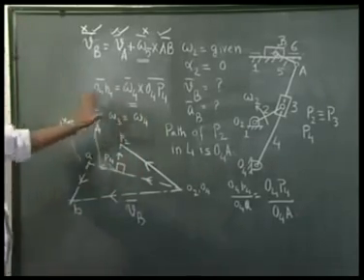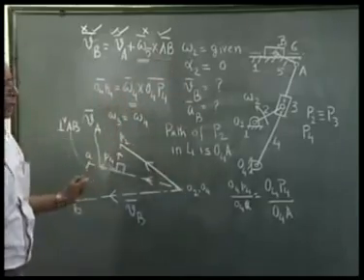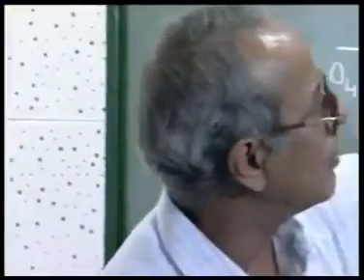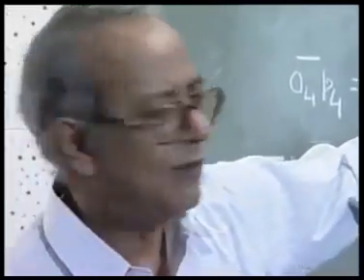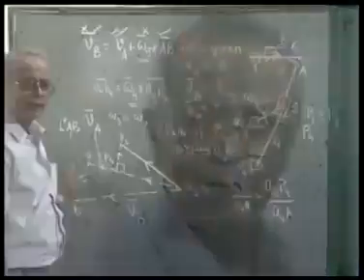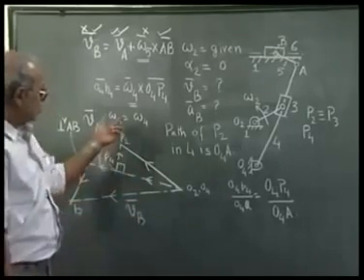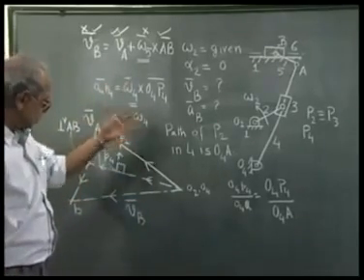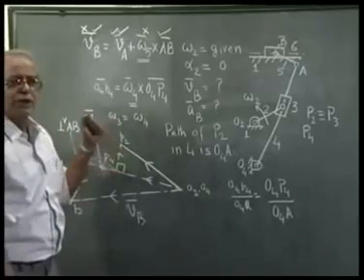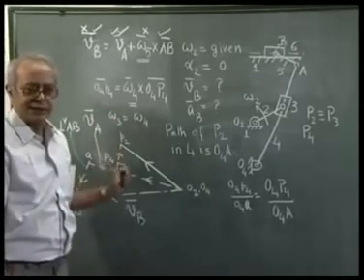So this completes the velocity analysis of this 6-link mechanism given the input angular velocity omega 2. Everything else has been determined. And once the velocity analysis is completed, once all these angular velocities omega 3, omega 4, omega 5 are known, we are in a position to start the acceleration analysis.